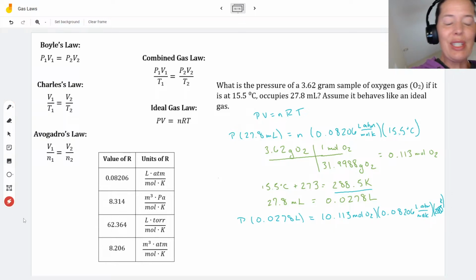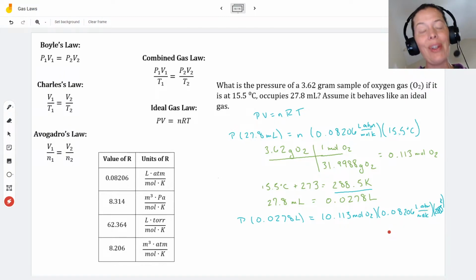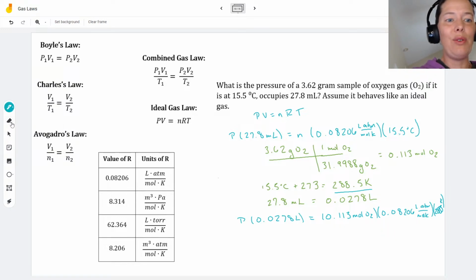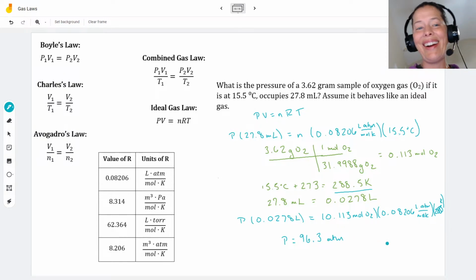All right, so just double checking, making sure all my units are matching up. I have liters, and I have liters, and I have Kelvin, and that is Kelvin over there. I have moles, and I have calculated my moles of oxygen. Now, when I calculate my pressure, the pressure is going to come out in atmospheres because that is the unit that I used. So my pressure is 96.3 atmospheres. That is some high pressure gas right there.